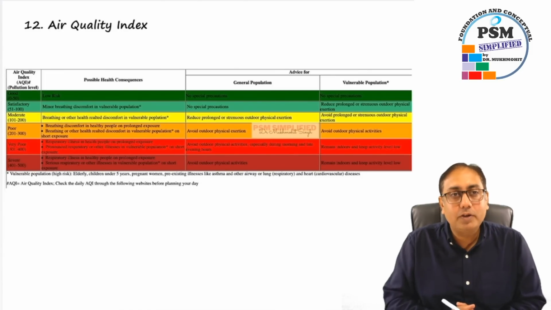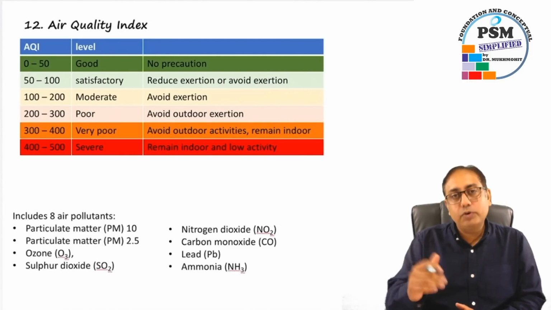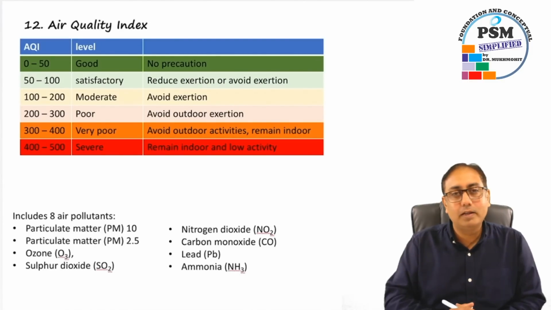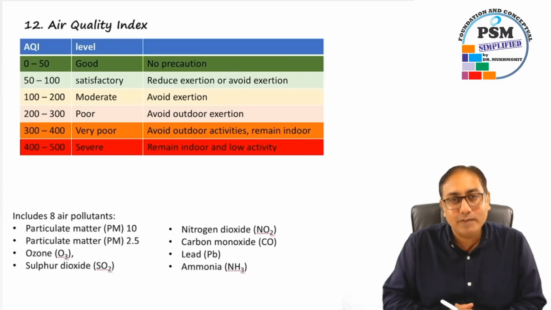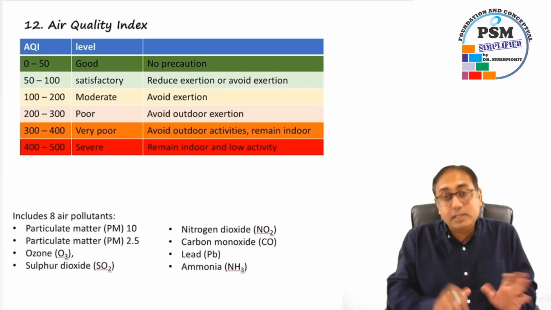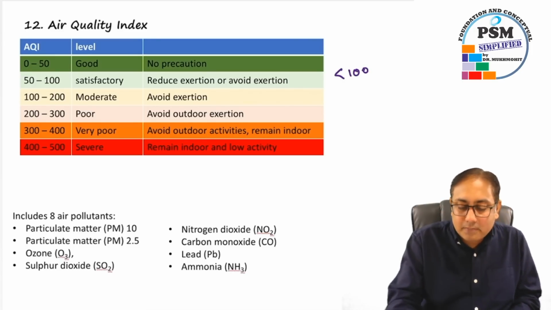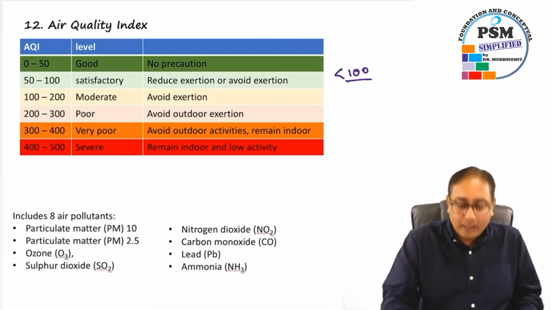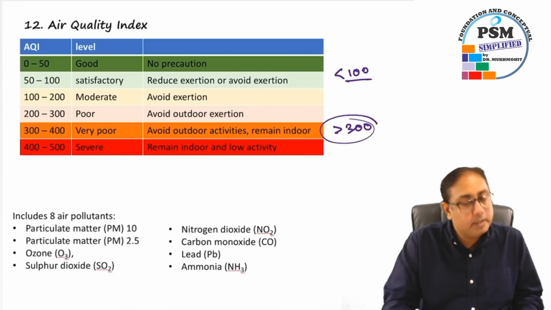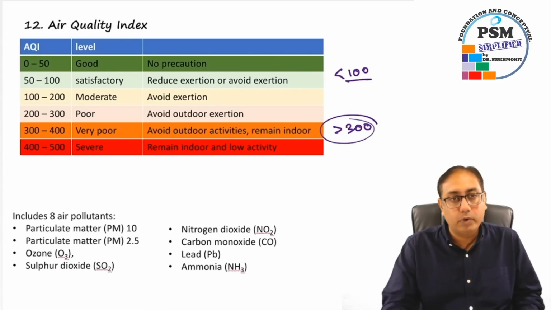Coming over to the next point, point number 12, that is the air quality index. The air quality index can be graded as 0 to 50, 50 to 100, and so on. I don't want you to remember each and every category, but at least you should know: less than 50 is pretty good, common sense, less than 100 is kind of okay, tolerable, and anything more than 300 is not okay. It is very poor or severe air quality.